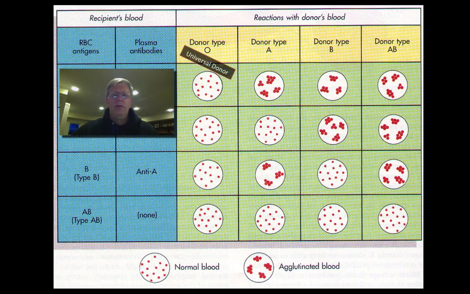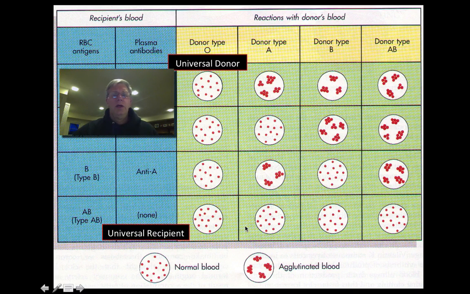So in a nutshell, type O blood is considered the universal donor because it's not going to cause a reaction with anybody's blood since there are no antigens on the surface of the red blood cells. So this kind of blood can be given to anyone. The universal recipient is AB. Since they have no antibodies, they're not going to attack anybody's blood, and so it makes no difference what kind of blood is given to AB. It is a universal recipient.